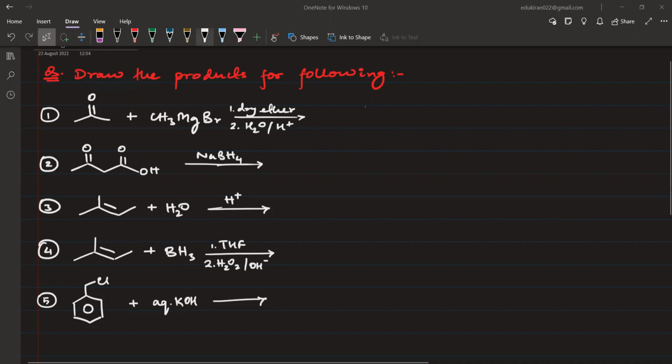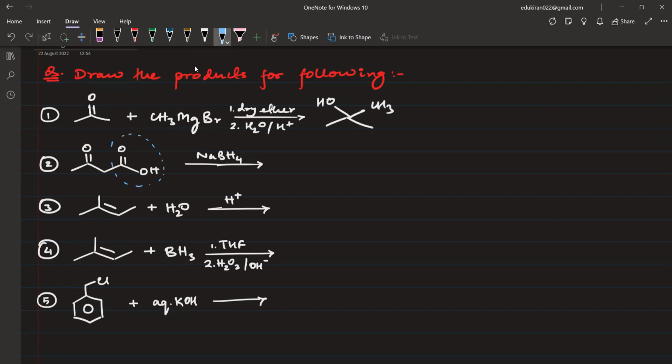Okay. So for the first one, I hope you guys remember, right? OH and then CH3. Now here NaBH4 is there. So this is carboxylic acid. It gets only reduced by LiAlH4. So this will not get reduced, but our ketone will get reduced to alcohol. This is the same problem we did in the last class also.